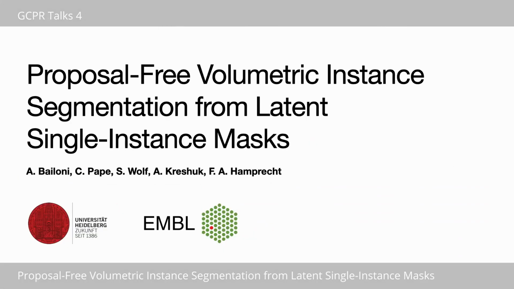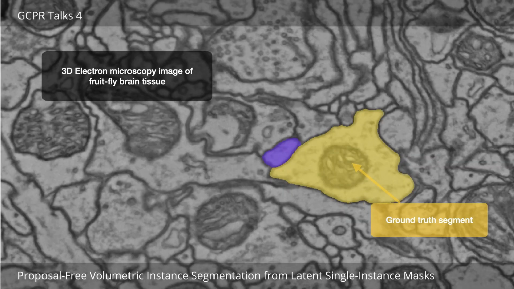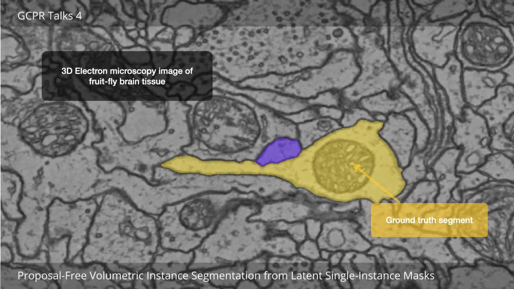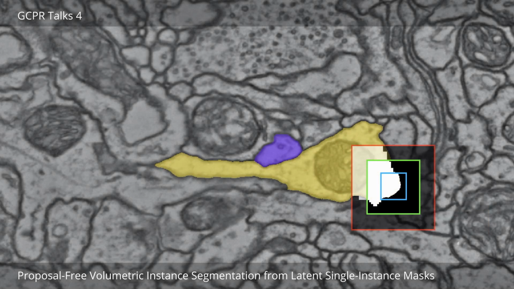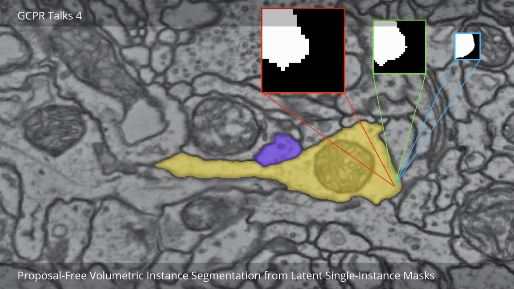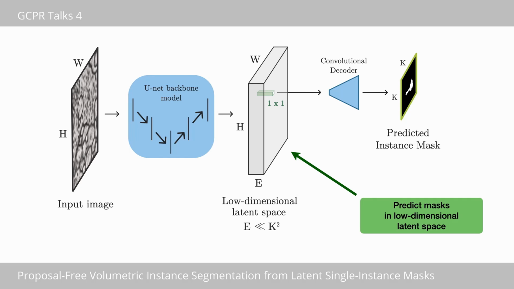In our paper, we propose an instance segmentation method and apply it to 3D neuron segmentation, which is a task where every neuron should be assigned to a distinct label. For each pixel in the image, our model predicts binary segmentation masks of the instance associated to the central pixel. Instead of directly predicting masks for every pixel in the image, we train our model to predict them in a compressed latent space, and save in this way a lot of computations and memory.